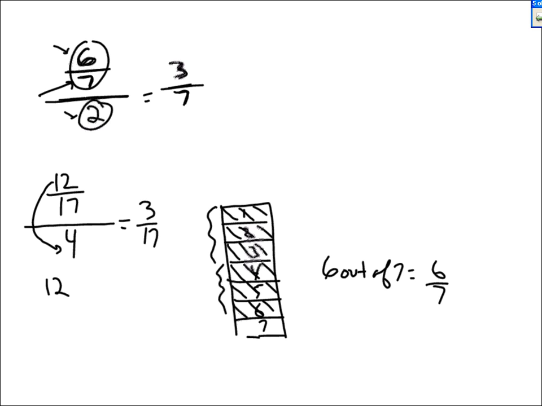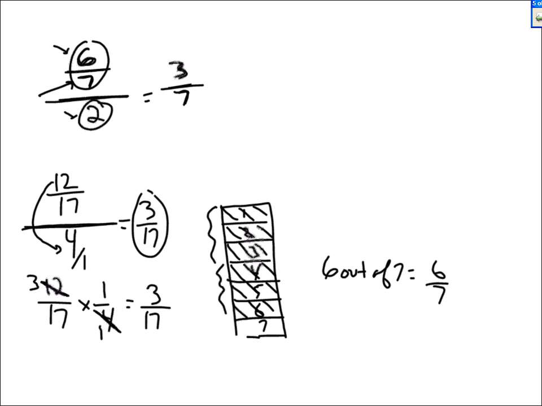Why is it working? I keep the top number. I change division to multiplication. And the understood 4 over 1, I write as 1 over 4. Well, 12 divided by 4 is 3. That is, 4 goes in here 3 times, and it goes in here 1 time. And you have 3 times 1, which is 3, over 17 times 1. You're getting the same answer.